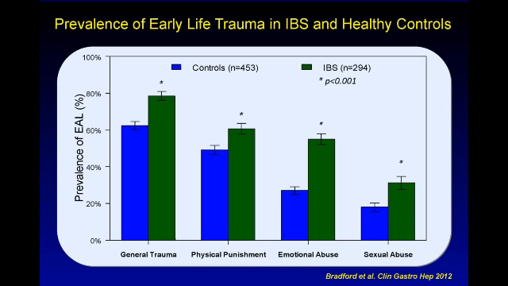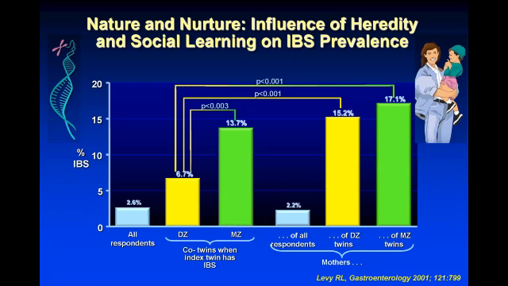So Doug Drossman has done a lot of work on abuse, particularly sexual, physical, and emotional abuse, and how that impacts the overall global outcome and the pain and disability in IBS patients. We did a recent study where we looked at all different types of trauma, and it basically shows that it's higher in IBS patients versus controls. And this ranges from general trauma to different forms of punishment or abuse. I always show this figure because I think it's important.